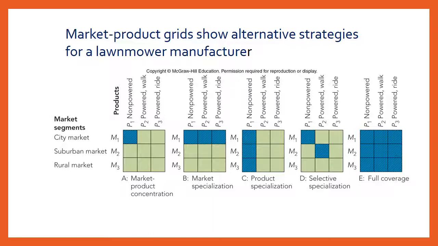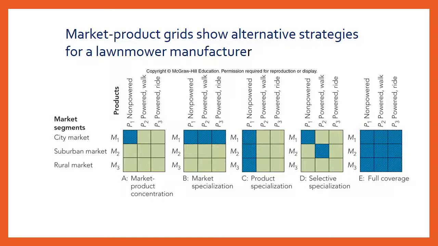There are basically 5 different approaches, or alternative strategies, for a company to pursue in terms of market and product synergy. Those 5 are market product concentration, market specialization, product specialization, selective specialization, and full coverage. So let's talk a little bit about each of those. In this case, the book used the example of a lawnmower manufacturer.